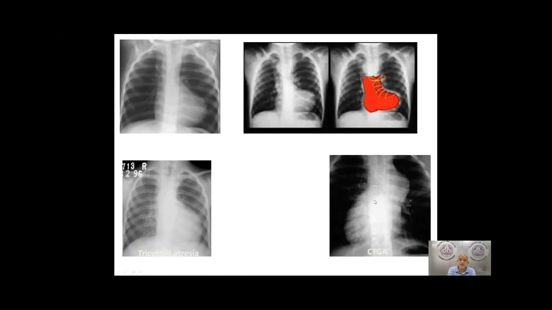So why is it so? You can see that this is called L-posed aorta. Here you can see this position is the aorta, it is left forward. Normally the aorta will go like this and come like this, but here the aorta is going like this and this. So L-posed aorta is very strongly suggestive of congenitally corrected TGA.